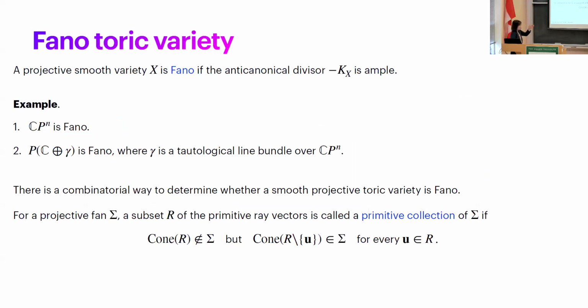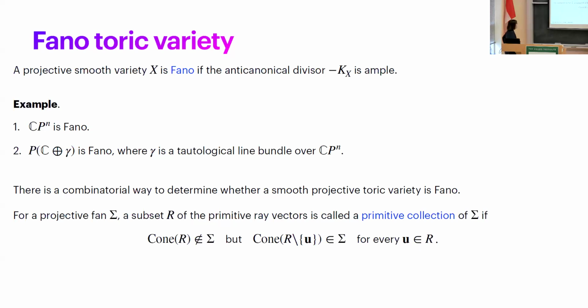I show that the constructed toric varieties become Fano generalized Bott manifolds. So first I will introduce the notion of Fano toric variety. A toric variety X is Fano if the anti-canonical divisor minus K_X is ample. For instance, complex projective space is Fano, and the generalized Bott manifold P(C plus gamma) is Fano, where gamma is the tautological line bundle over CP^n. But note that not every generalized Bott manifold is Fano, of course.